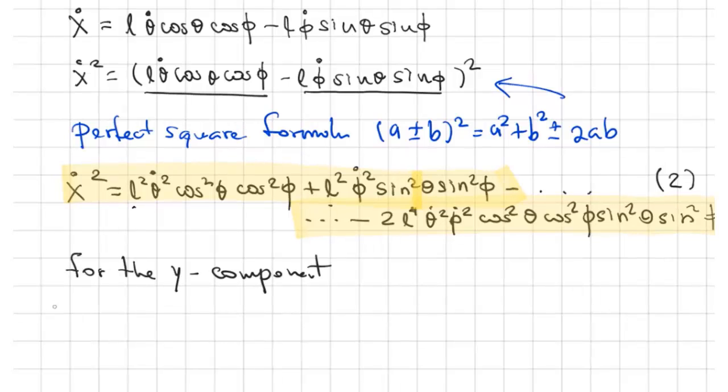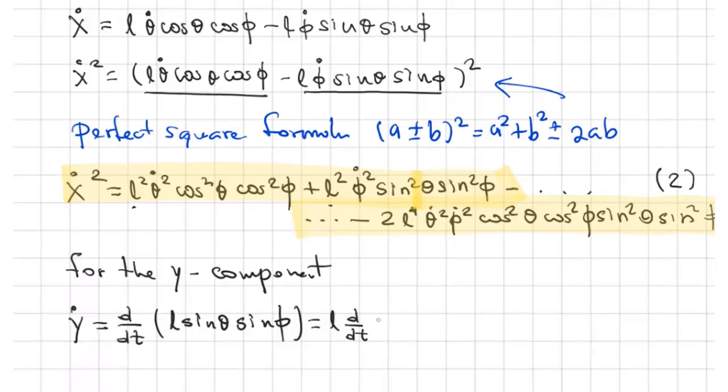For the y component, we know that y dot is equal to the derivative with respect to time, and the y component is L sine of theta sine of phi. The derivative with respect to time: L is the length of the chord, which is constant, so we can take it out of the derivative. This is the derivative with respect to time of this product.